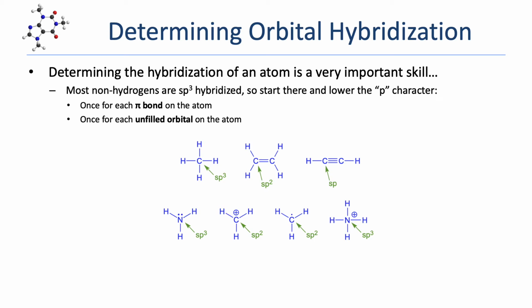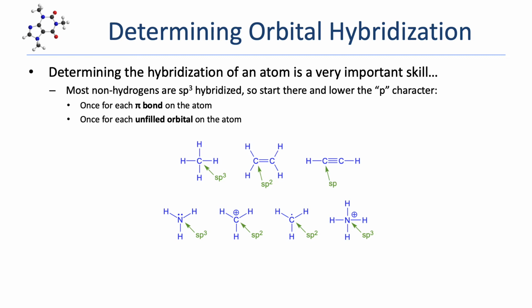The other thing you need to look for is a little more complicated, and that is you need to look for unfilled orbitals on a given atom. So how do we know if there's an unfilled orbital on an atom? Well, you have to really draw the Lewis structure, at least for that atom. The whole molecule doesn't have to be a Lewis structure, but you've got to make sure that the charges and any lone pairs are drawn correctly on that specific atom.